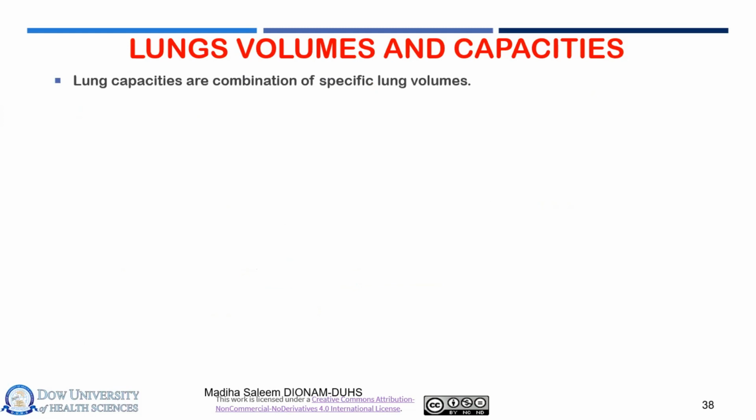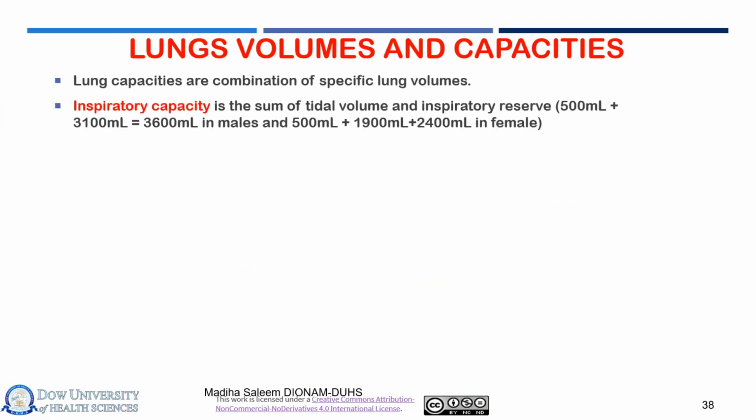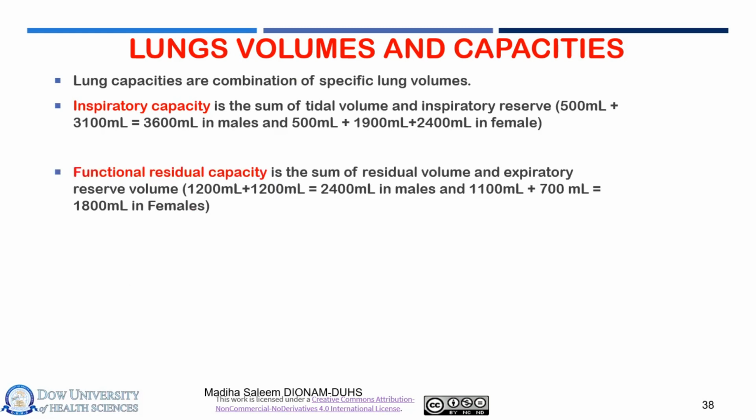Now we have lung volume and capacity. Lung capacities are a combination of specific lung volumes. Inspiratory capacity is the sum of tidal volume and inspiratory reserve volume. That is 500 ml plus 3100 ml, equal to 3600 ml in males, and 500 ml plus 1900 ml, equal to 2400 ml in females. The functional residual capacity is the sum of residual volume and expiratory reserve volume. That is a total of 2400 ml in males and 1800 ml in females.